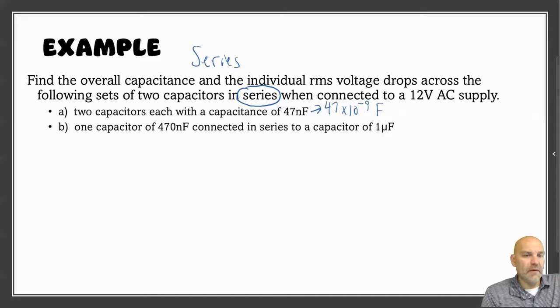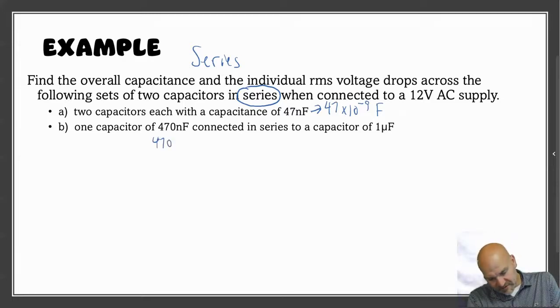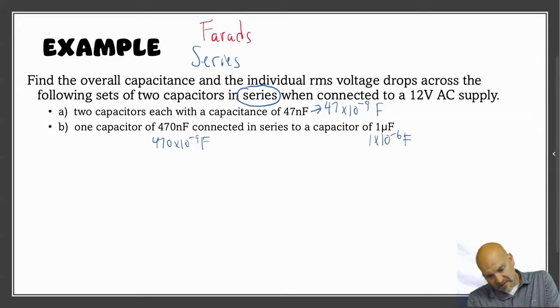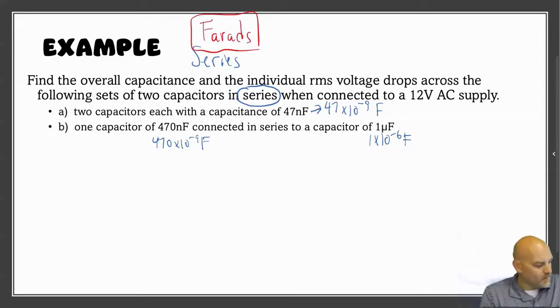And then B, one capacitor of 470 nanofarads connected in series to a capacitor of 1 microfarad. So this would be 470 times 10 to the negative ninth farads, and this is 1 times 10 to the negative sixth farads. Okay, remember the unit for capacitance is farads, F-A-R-A-D-S, right? Named after Michael Faraday. So that's our capacitance unit.